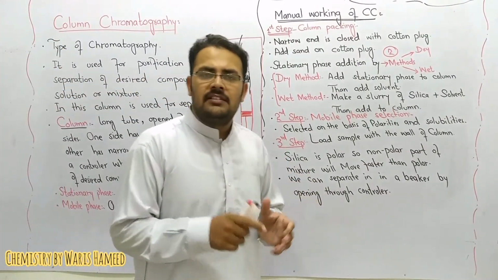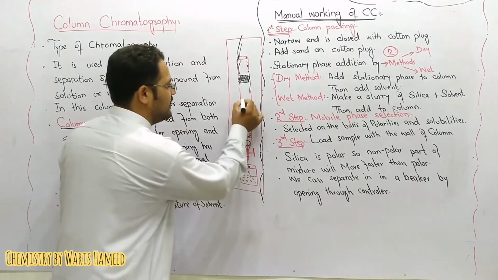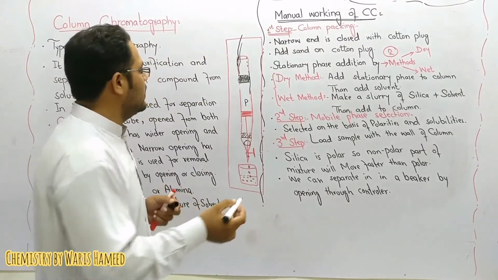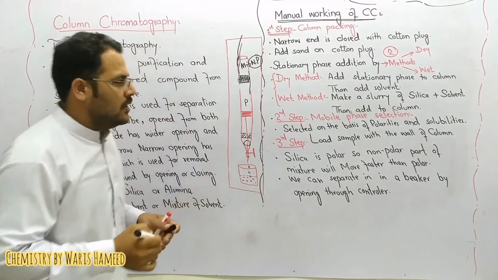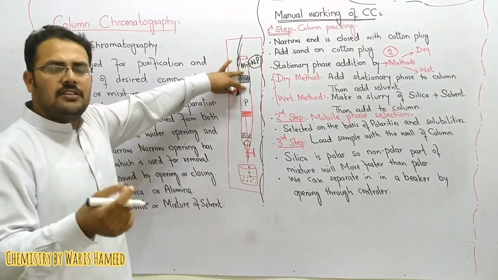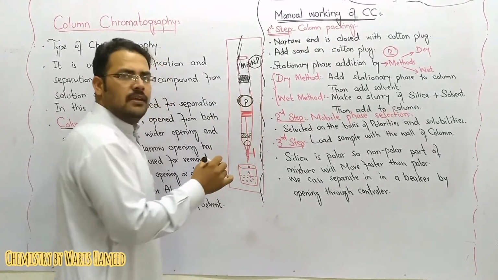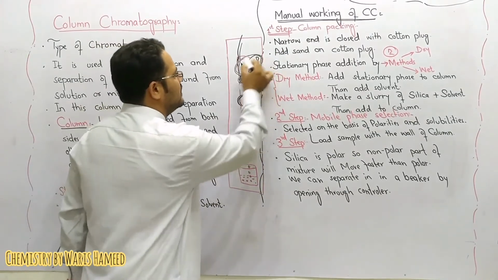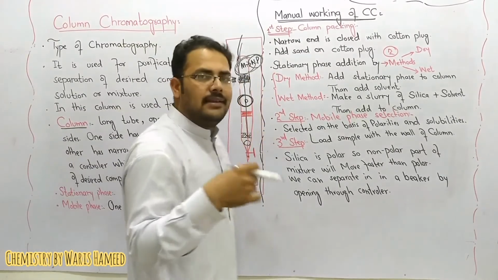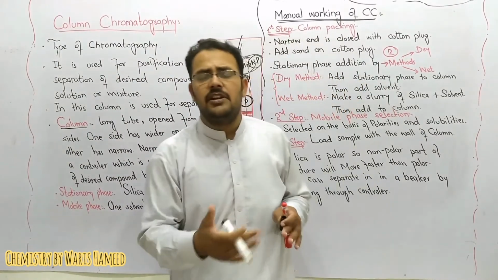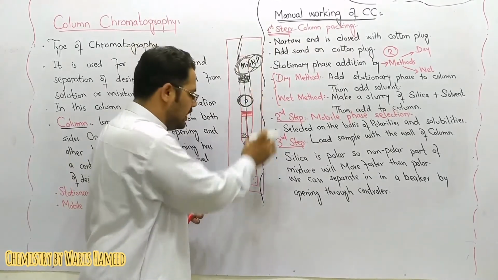Suppose our sample contains some polar molecules and some non-polar molecules, and we know that stationary phase is polar and our mobile phase is non-polar. So the mixture has polar and non-polar components both. The polar component will make bonding with the stationary phase, and non-polar component will make bonding with the solvent. So non-polar component will move toward the narrow end and can easily be separated, and it will have a faster rate of movement, and polar component will make bond with this stationary phase.